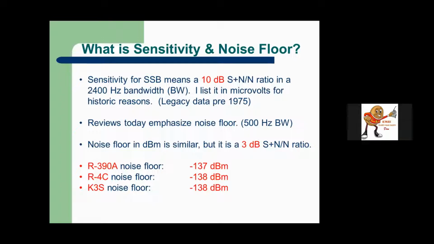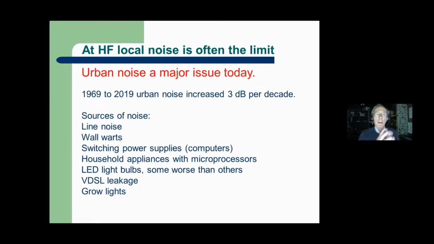Go ahead, Rob. Okay. So, as I mentioned, local noise is really an issue. I would say from 1969, when I moved to Denver, to last year, urban noise went up about 3 dB per decade, maybe a little more in some locations, and that's a lot. We've got noise sources like line noise, of course, but it seems like it's certainly worse than it was 10, 20, 30 years ago.